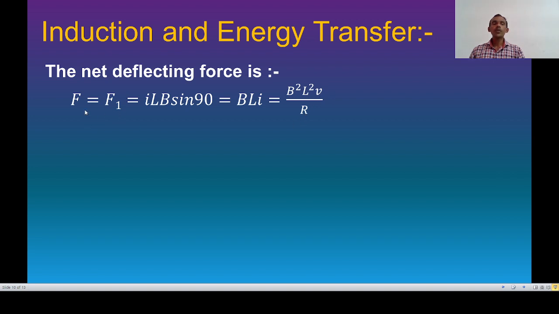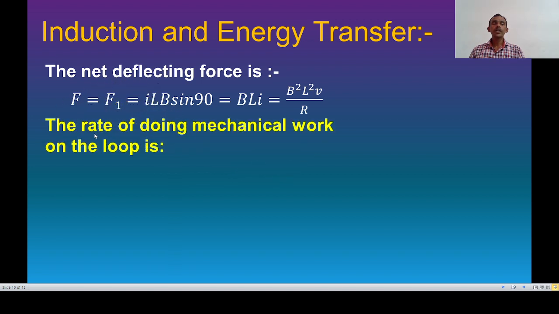Now, since F1 is equal to F, we can write that the rate of doing mechanical work on the loop is nothing but the power, and this power is equal to force into velocity. You know that here force is equal to B²L²V upon R, into V. Therefore, we get the rate of doing mechanical work on the loop as B²L²V² upon R.